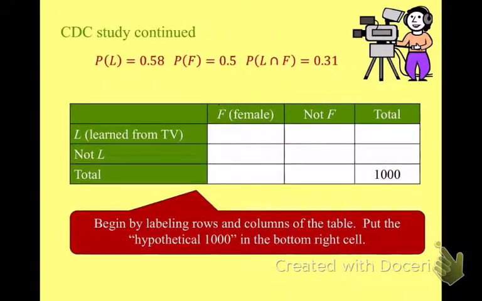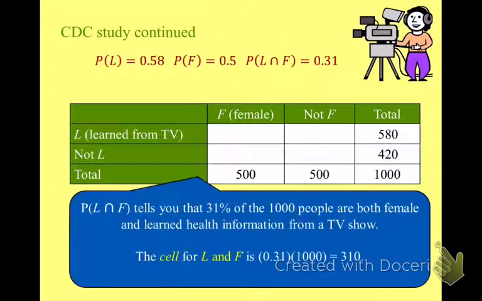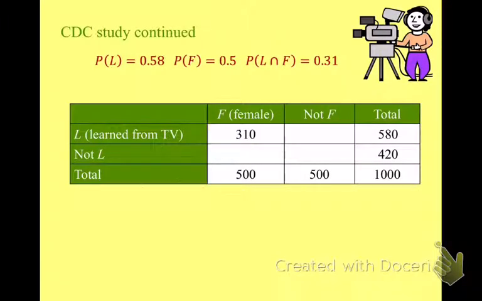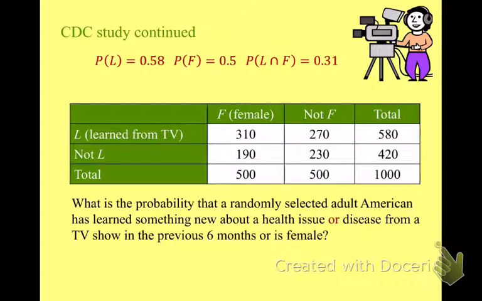So you fill in all of the questions. It's giving you all the details. We did all that. We filled the rest in. So now here's a question. It says, what is the probability that a randomly selected adult American has learned something new about a health issue or disease from a TV show in the previous 6 months, or is a female? So it's asking me, learned something new or female. So I'm going to take all of the learned something new, and I'm going to take all of the females.